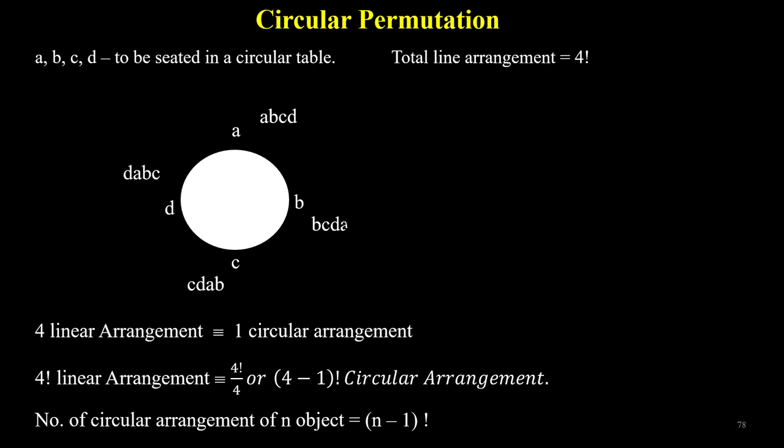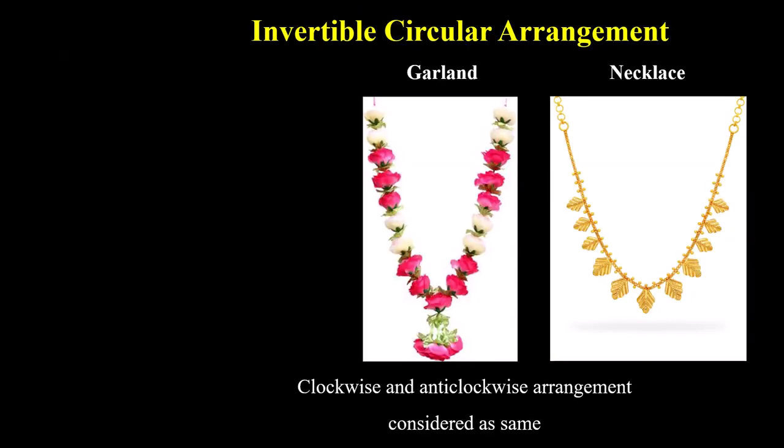It's a circle only, right? It's a closed one or not? A necklace is a closed one and it's symmetric. And similarly, a garland also. In a garland, left side yellow color flower on top, right side yellow color, then white, then again they'll put white. Right, so two best examples for invertible circular permutation are garland and necklace.